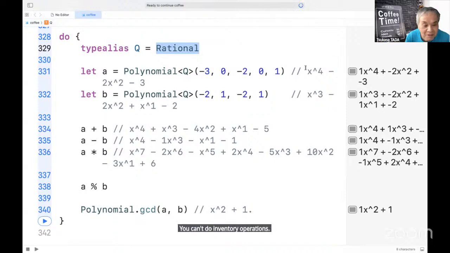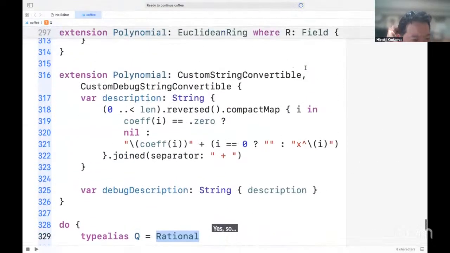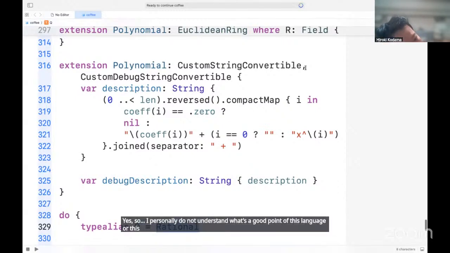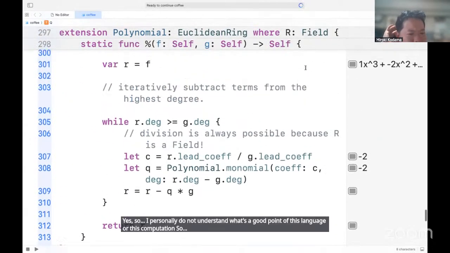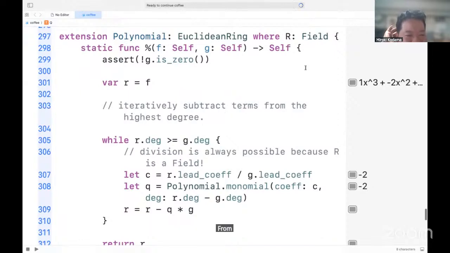Okay, we have a question from Kodama-san. Kodama-san, go ahead. Yes. So I personally do not understand what's the good point of this language or this computation. I mean, what can we do from this as a mathematician?